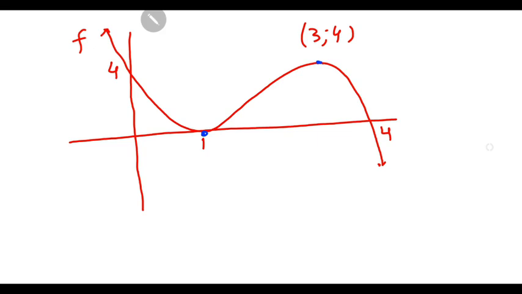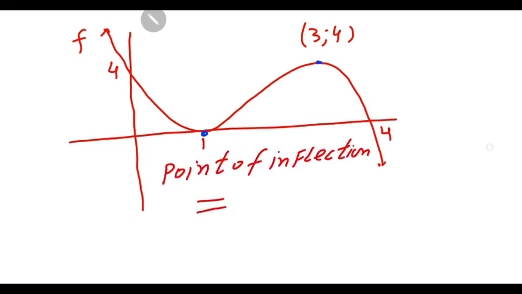Or you can take the second derivative and solve for x. That will be your point of inflection. But I'm going to take the midpoint of the two turning points. So for the point of inflection, 1 plus 3 divided by 2, the x value is going to be 2. So this is the x value of the point of inflection. So the 2 is going to be somewhere here. So this is my point of inflection.